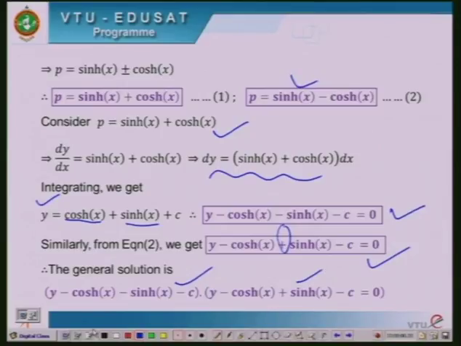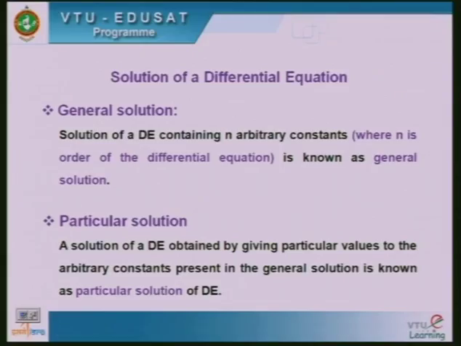Before that, you should know the types of solution of a differential equation. General solution, you are familiar with the general solution. If a differential equation is of order n, its general solution consists of n arbitrary constants. Solution means, of course, a relationship between dependent variable and independent variable satisfying the given differential equation. So if the order of the differential equation is n, its general solution consists of n arbitrary constants.